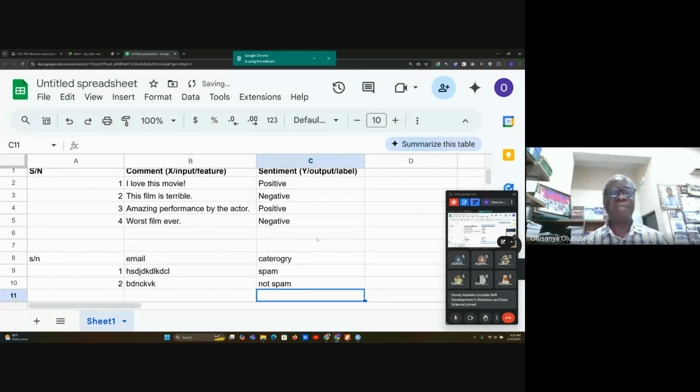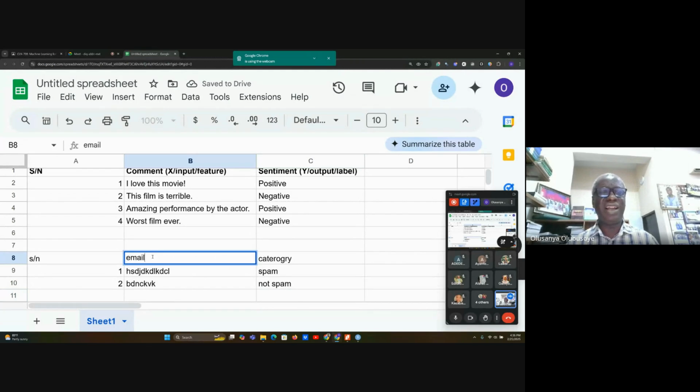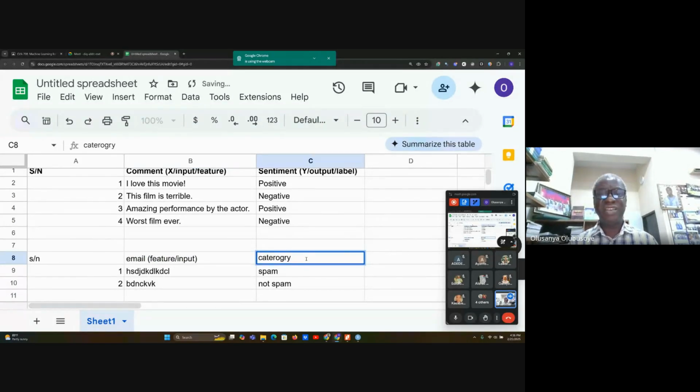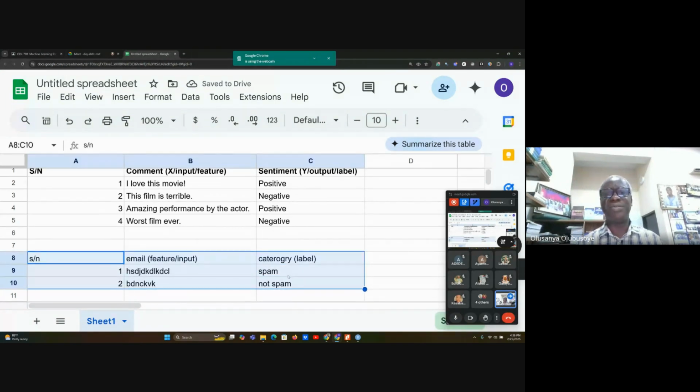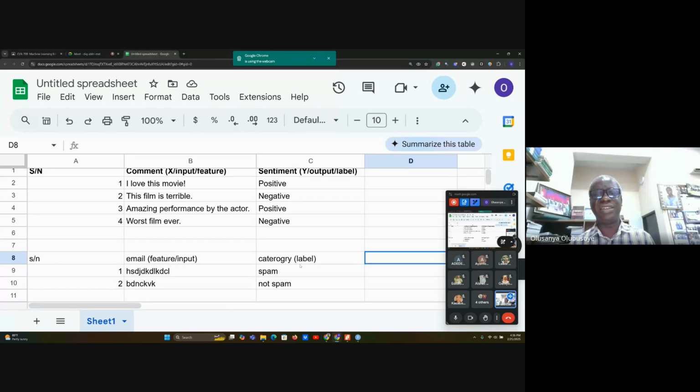So again, the email here will be a feature, which is also regarded as input in this data. And then category will be, in this case, our label or our output. So this is another data set that we have generated.